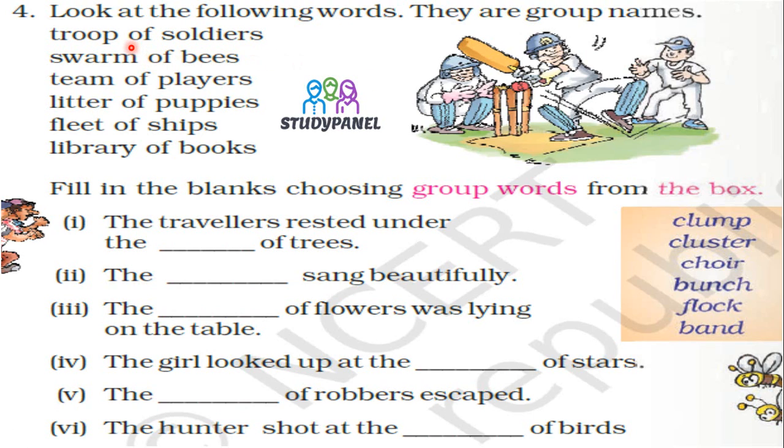Look at the following words, they are group names. Now here you can see we are using certain words for telling about certain groups. Suppose if it is a group of soldiers, we will say that it is a troop of soldiers. Now if it is a group of bees, then we will say it is a swarm of bees. If it is a group of players, then we will say team of players. If it is a group of puppies, then we'll say litter of puppies.